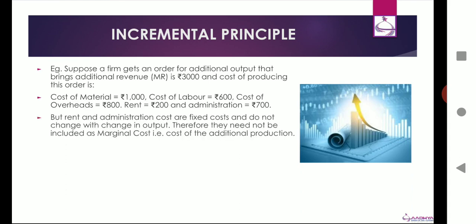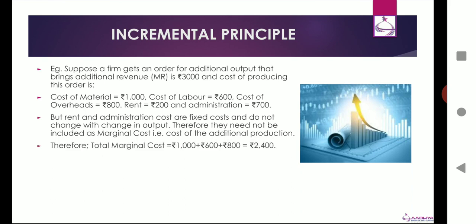Here, rent and administration costs are fixed costs. You do not need to pay more. The same number of clerks and other people in administration are involved whether you produce 10 units or 20 units or 100 units. And the rent is again fixed because you're not buying one more building or renting one more building or renting more machinery. You're using the same machinery and the same building. Therefore, they need not be included in the marginal cost, that is, the cost of additional production, because these are fixed costs.